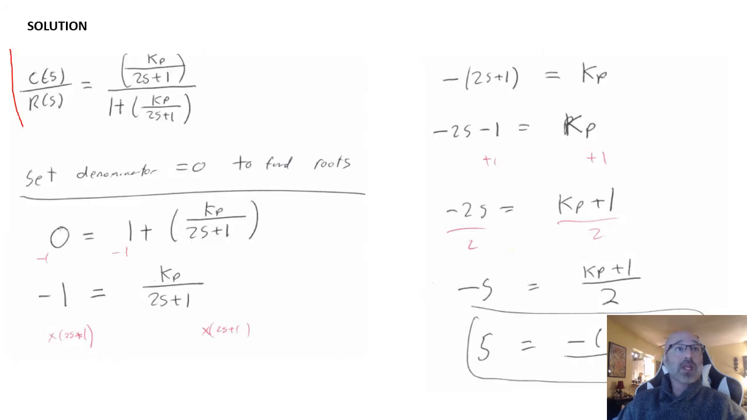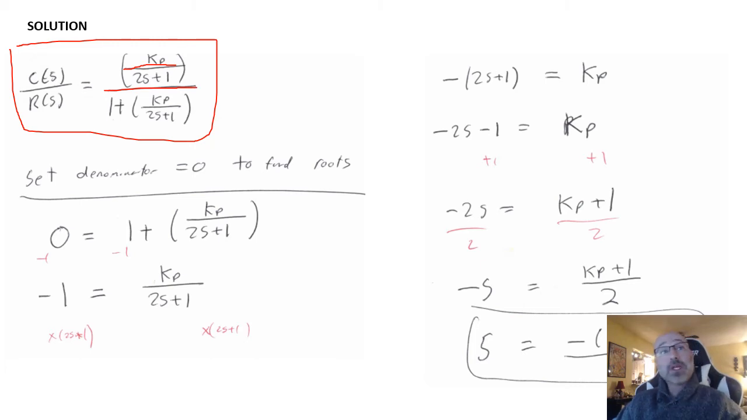So reduce that down. I have now my C of S over my R of S is equal to K sub P over 2S plus 1, all over 1 plus K sub P over 2S plus 1 right there. So now in order to find my roots, what I can do is set my denominator equal to 0 and find the roots. I do that there, set my denominator equal to 0. 0 is equal to 1 plus K sub P over my 2S plus 1.